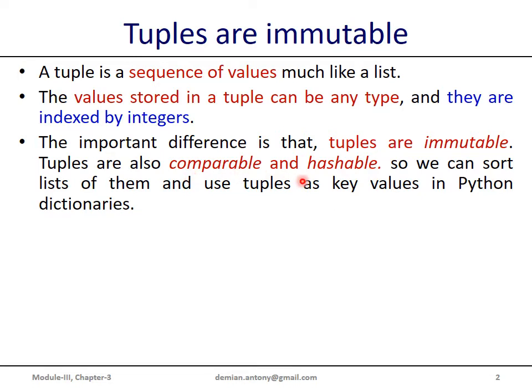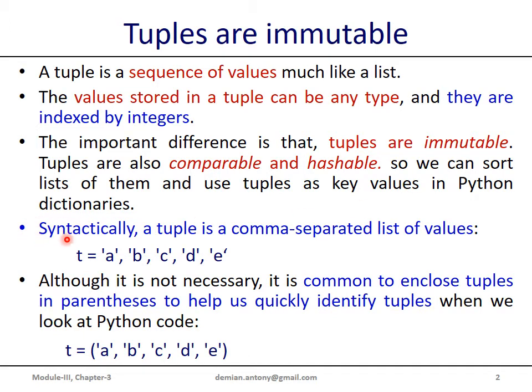This helps us to sort different elements with the help of tuples, and since tuples are hashable, we can use tuples as a composite key in Python dictionaries to solve real world problems.